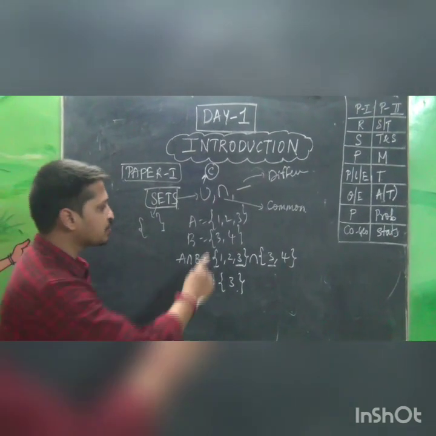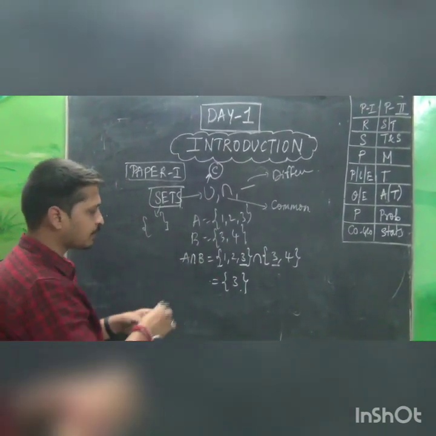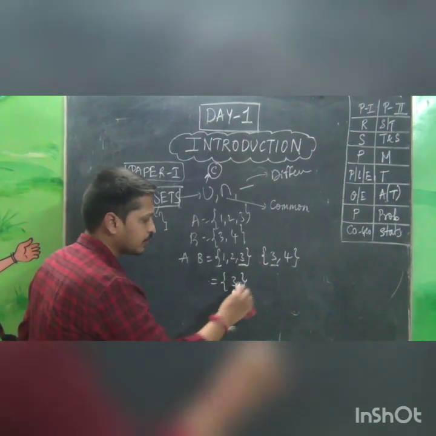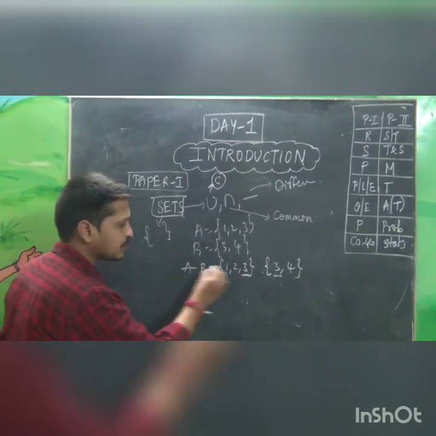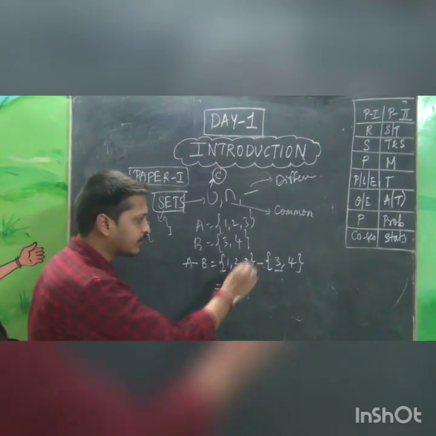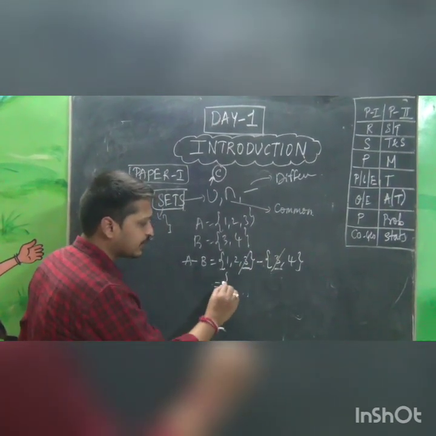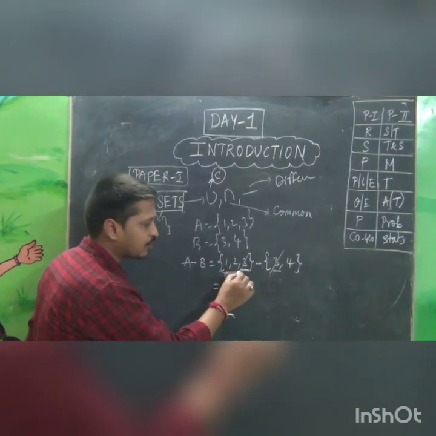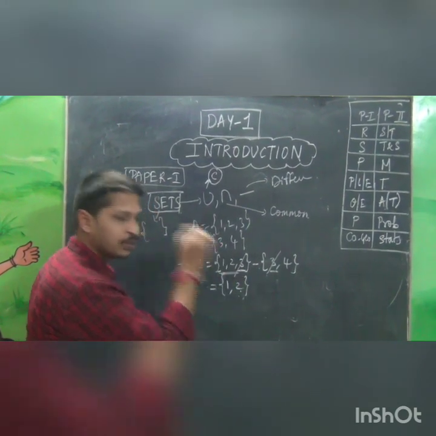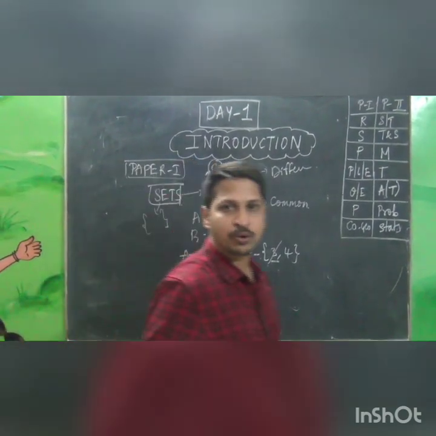Okay. Next one is difference. Difference is nothing but subtraction. Subtraction term, which is minus. Cancel the like terms. Now, whatever elements are left in the first set, you can write 1, 2. Okay, this is a small one. No need to worry.